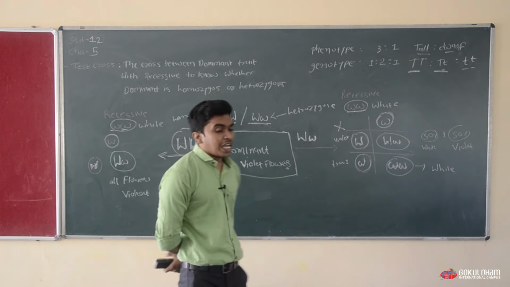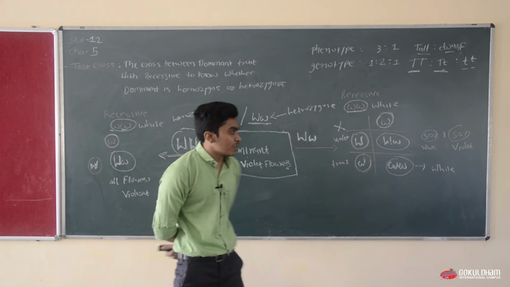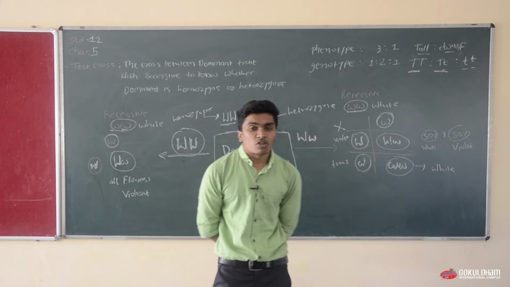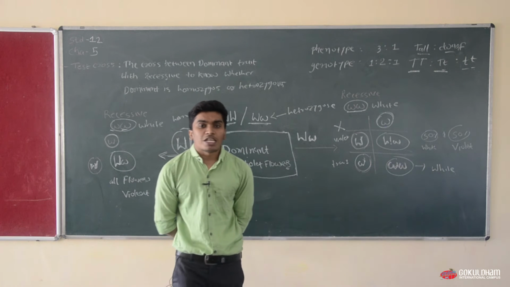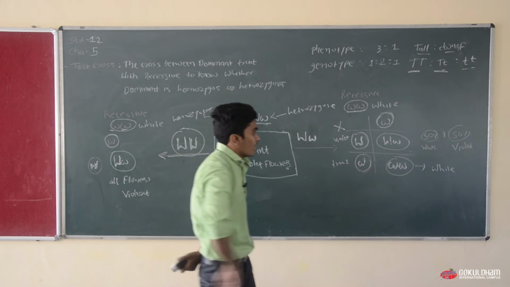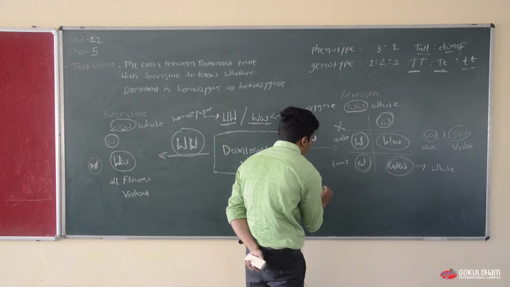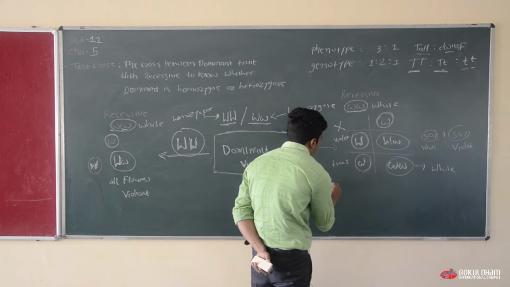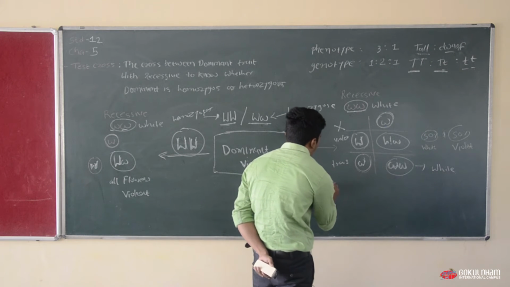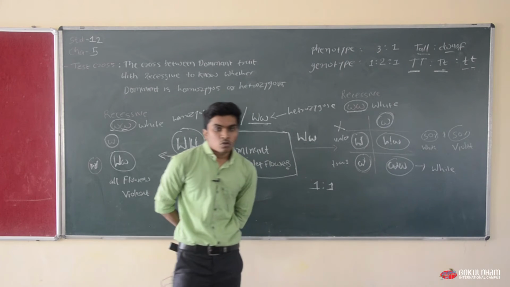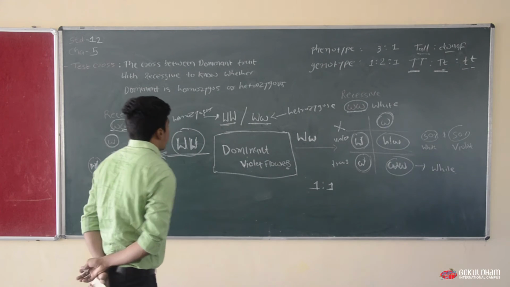Now one important question can be asked in exam: what is the result of test cross in a dominant heterozygous condition? So in heterozygous condition, test cross result is always 1:1. Okay, so this is all about test cross.